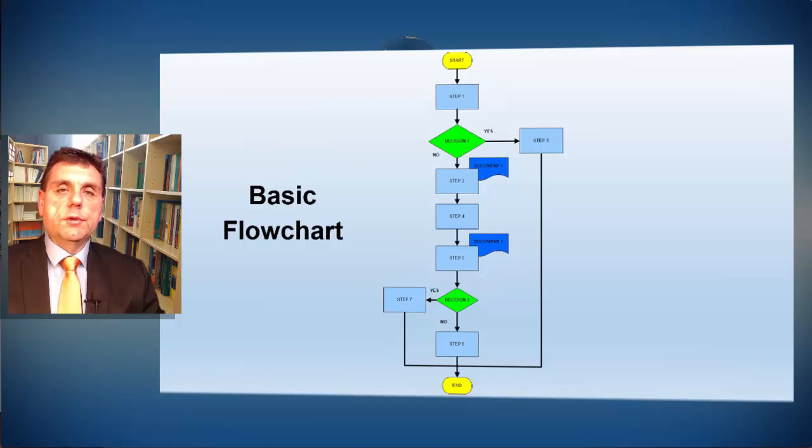So for example, we take a task, step 1, then we face decision 1, and if it's a positive outcome, we go to step 3. If it's a negative outcome from decision 1, we follow step 2 with the completion of document 1, then step 4, and so on until the end. So this is the example of the basic flowchart.